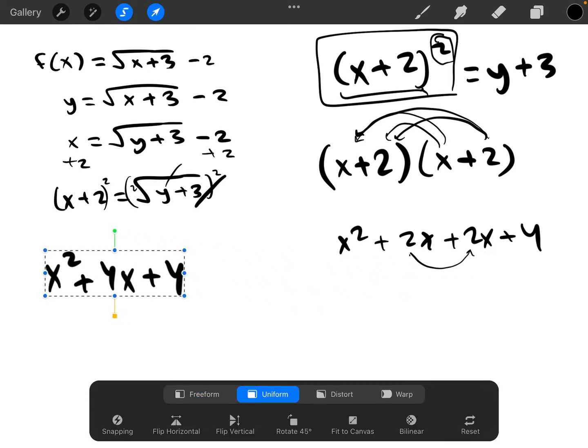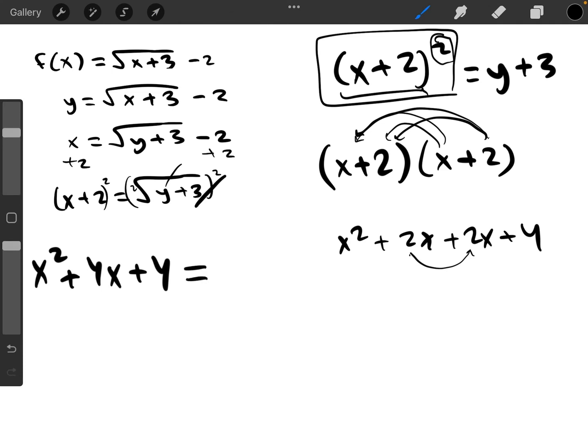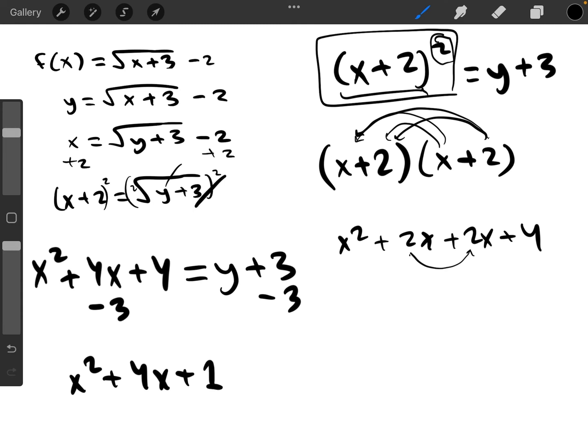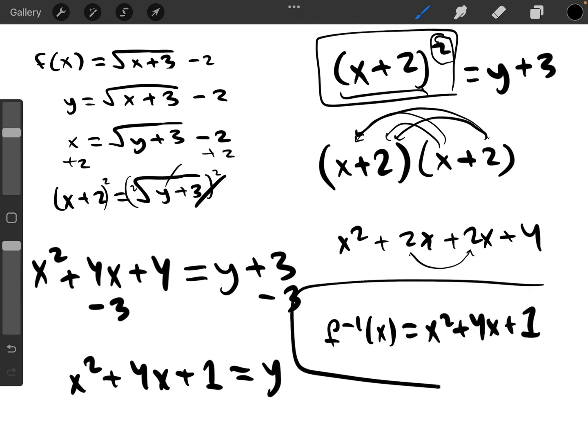And you're left with something like this. Equals, don't forget the other side. Okay, so you have to have the y value by itself. To do that, you subtract 3 from both sides. You get x squared plus 4x plus 1 equals y. And that's your answer. Remember to put it in an inverse notation. And then you plug in what you got. And that's your answer.